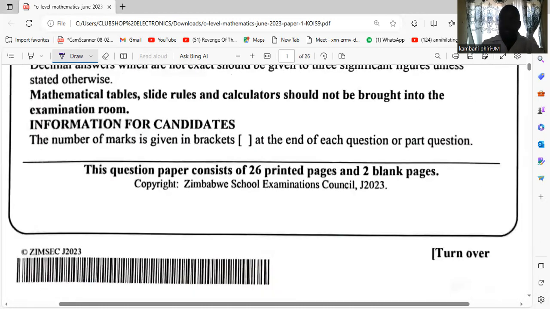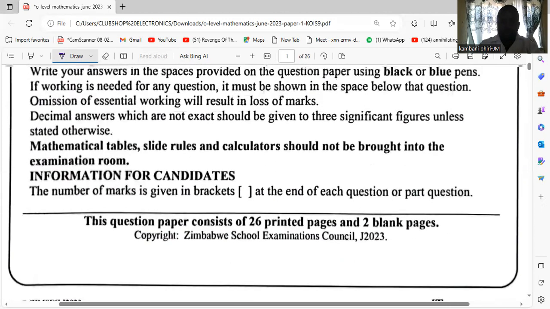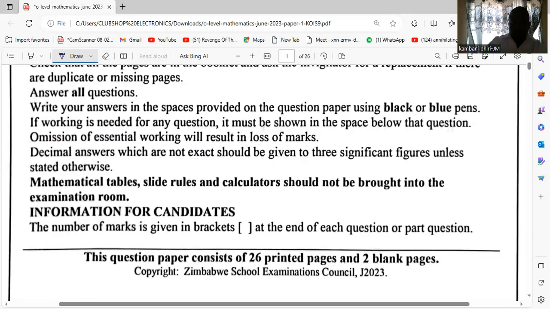But what's the most important thing, I think, is this instruction. This one specifies the degree of accuracy: decimal numbers which are not exact should be given to 3 significant figures unless stated otherwise. That one you need to know. Also, mathematical tables, slide rulers and calculators should not be brought into the examination. I think that is sufficient. All right, let's look at the first question.